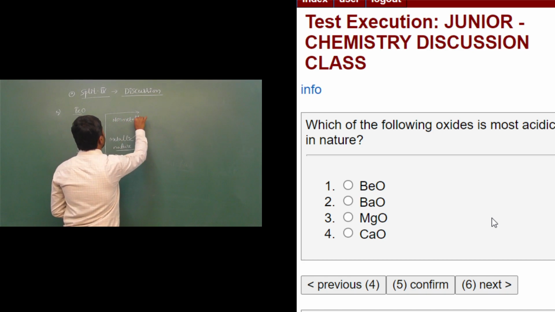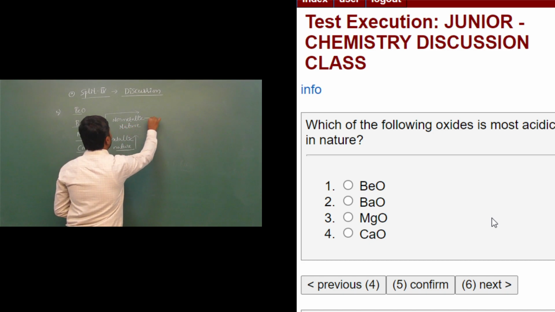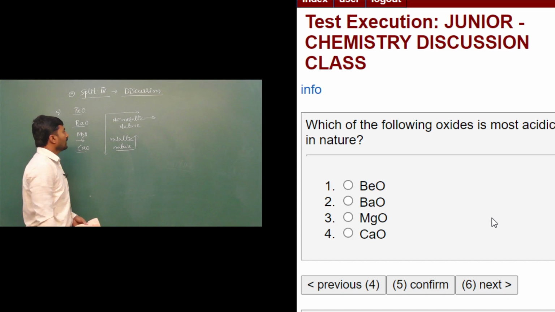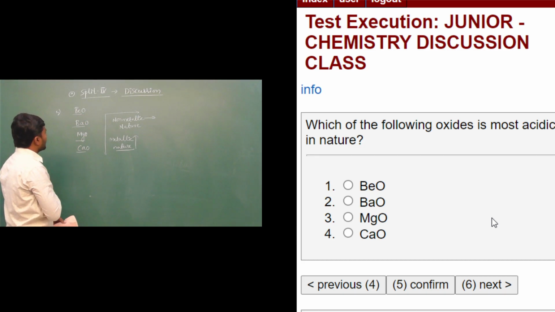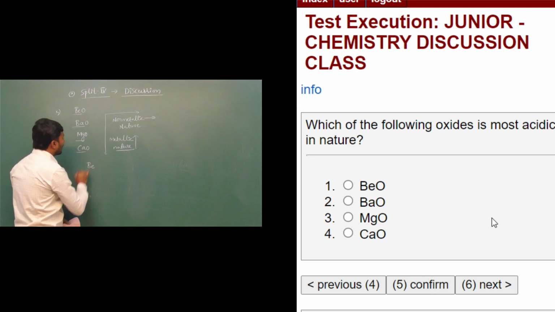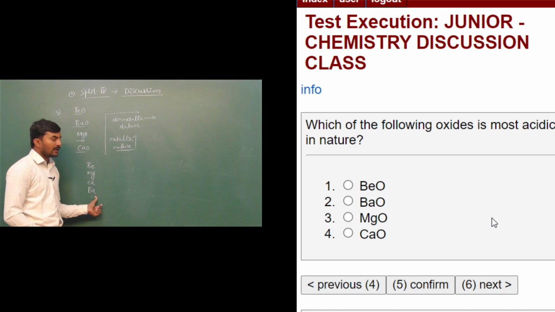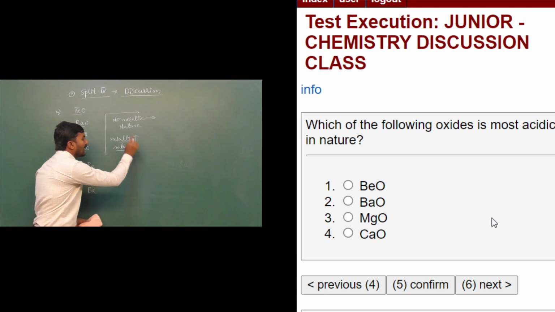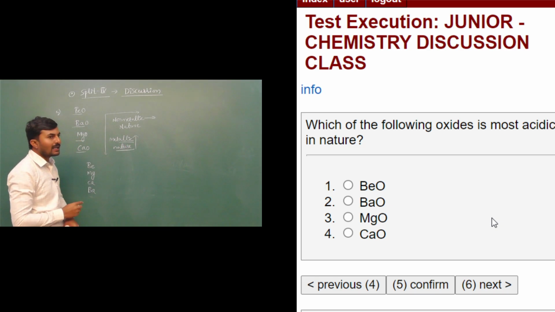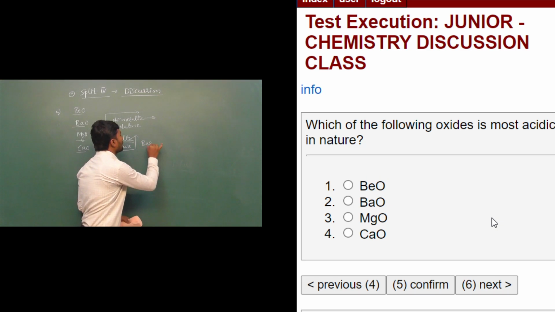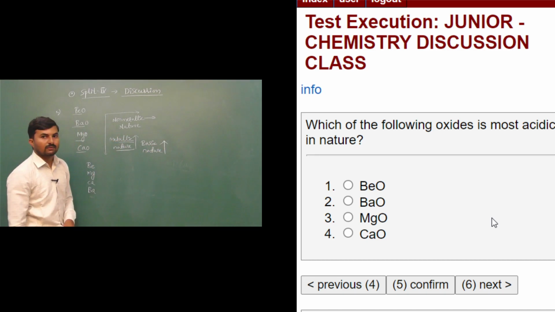Non-metallic properties or non-metallic nature increases along the period. Okay, if we arrange these elements down the group: beryllium followed by magnesium followed by calcium followed by barium. This is the arrangement of these elements down the group. That means down the group, what is the trend here? Metallic nature increases. With the increase in the metallic nature, what happens? Basic nature also increases. Basic nature of the oxides increases as we move down the group.